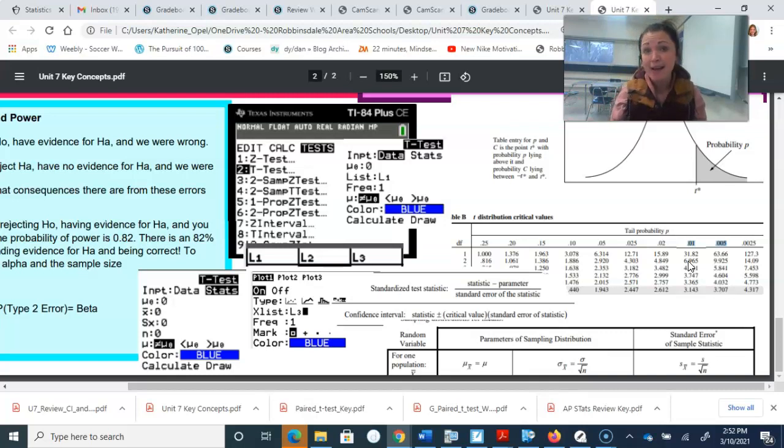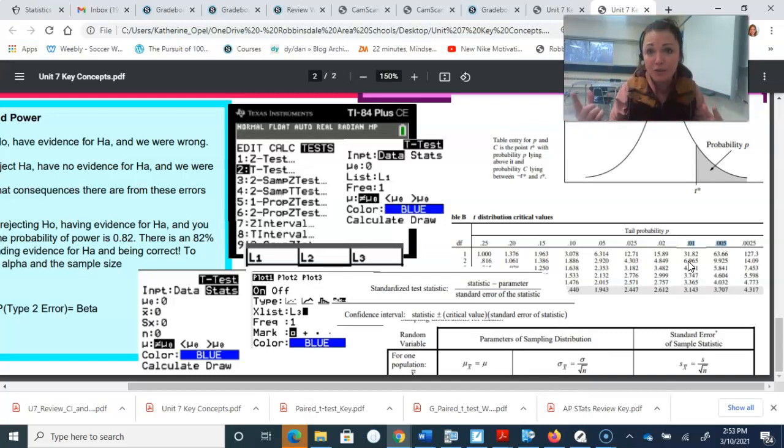Or they may ask you, do you have significant evidence? Is the t statistic a significant statistic? They might say something about significant evidence. Significant evidence means our p-value is less than alpha, and we're going to reject the null hypothesis. So if we reject the null hypothesis, we need our p-value to be less than alpha.